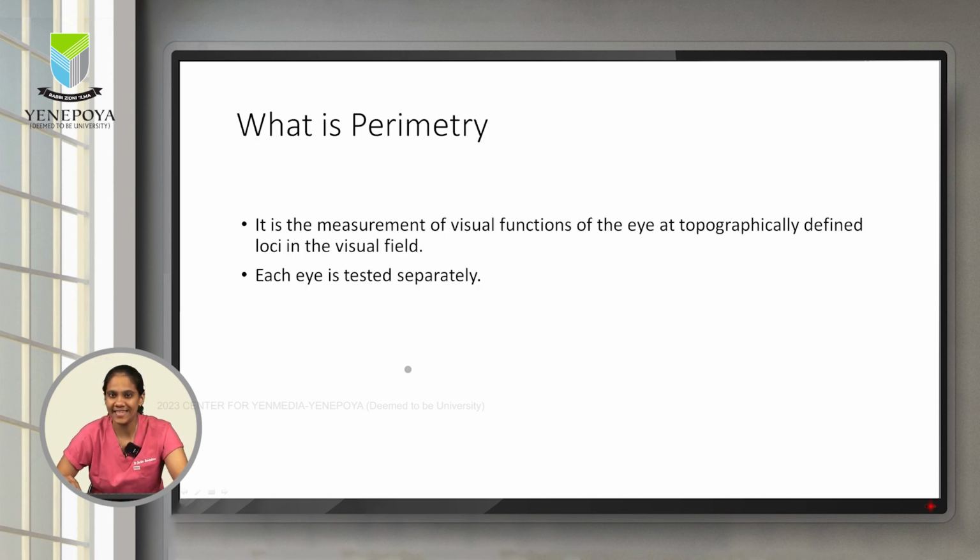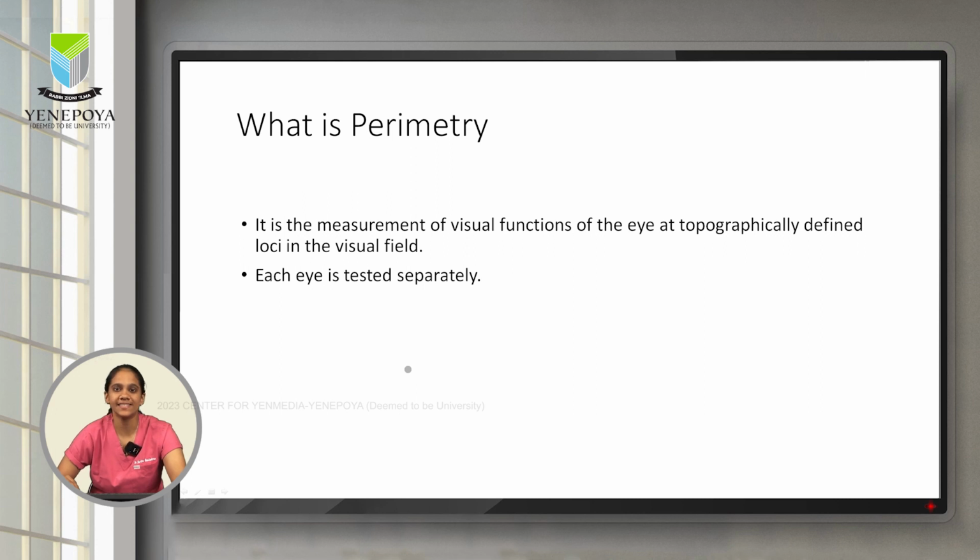So what exactly is perimetry? It is the measurement of visual functions of the eye at topographically defined loci in the visual field, where each eye is tested separately. Actually, all of this will make more sense as we proceed throughout the presentation. So let's get into it.